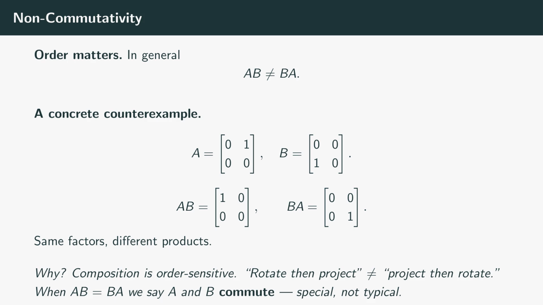Why should this be? Because composition is order sensitive. Think of transformations. Rotating the plane and then projecting onto an axis is not the same as projecting first and then rotating. The order in which you apply the maps changes the outcome. When it happens that A times B does equal B times A, we say the two matrices commute, and that is a special, noteworthy situation, not the default. Treat A times B and B times A as different objects unless you have a reason to believe otherwise.